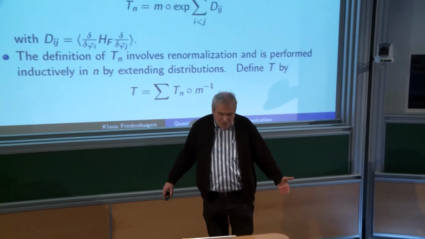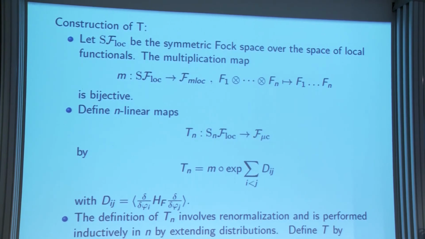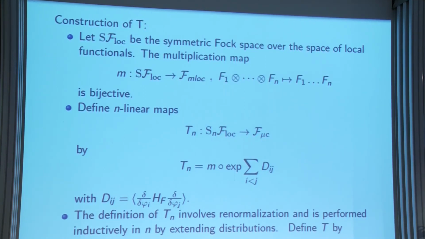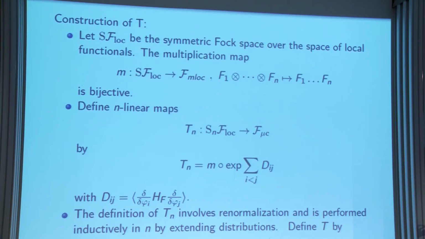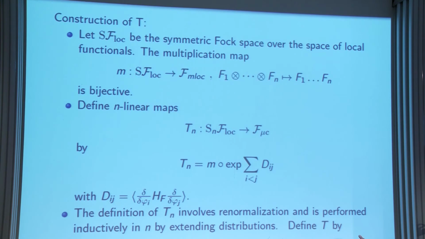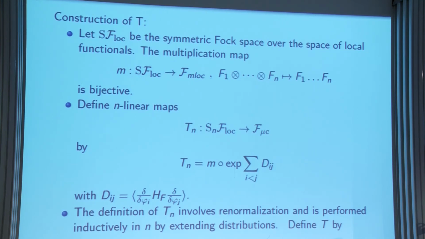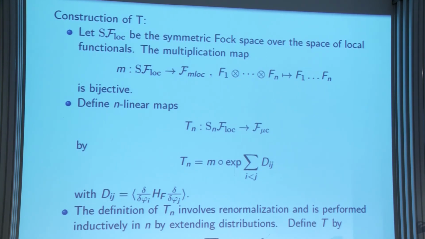Okay, now we have all the means to construct these time ordering operators. So we look at the symmetric Fock space over the space of local functionals. Fock space not just in the algebraic sense, so it's not considered to be a Hilbert space, just the sum of symmetric tensor powers. On this space, we have the multiplication map, which maps the space into the space of multilocal functionals. We define the n-linear maps T_n on the symmetric Fock space to the space of microcausal functionals just by using this bidifferential operator in terms of the Feynman propagator, and because we go to several factors, we have to use the Leibniz rule, and this creates these indices ij here. So this gives all the combinatorics of Feynman rules and so on.